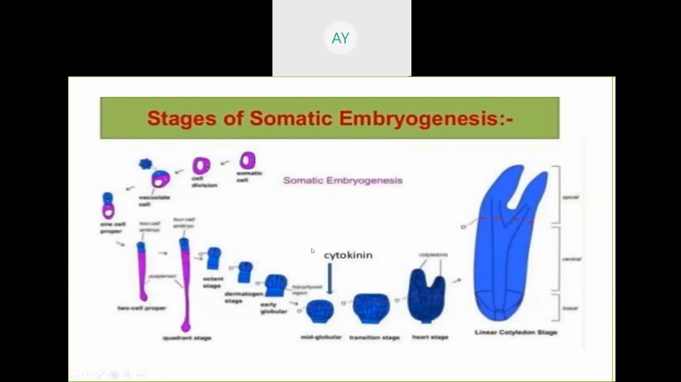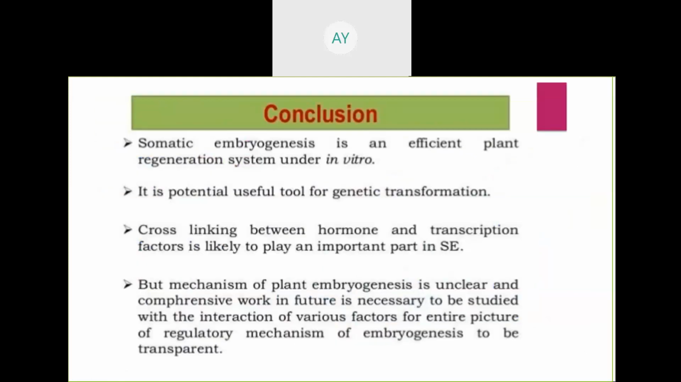Cytokinin plays a vital role in the development of the different stages of somatic embryogenesis. So these are the different stages. I have already discussed this. Somatic embryogenesis is an efficient plant regeneration system in vitro. In vitro, I have already discussed.